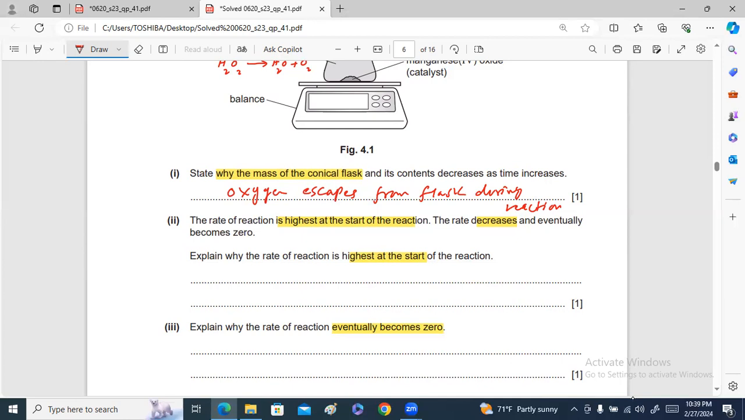So due to the higher concentration of hydrogen peroxide at the start of the reaction.